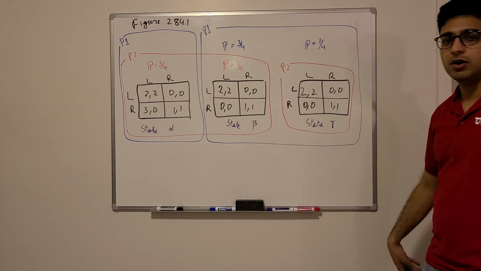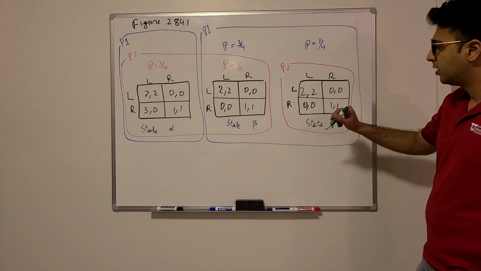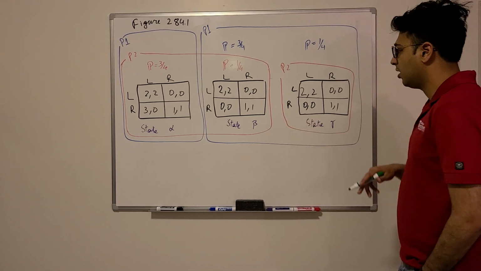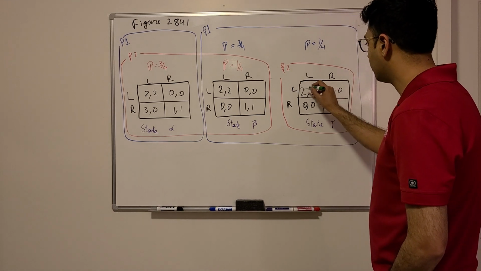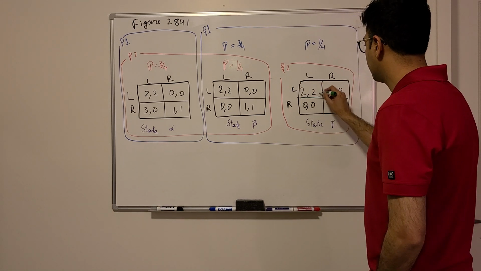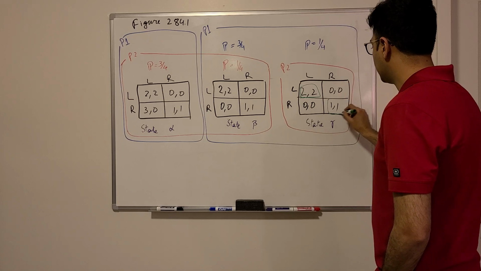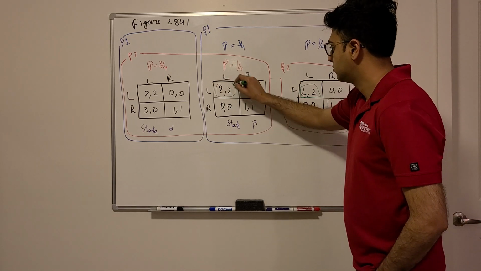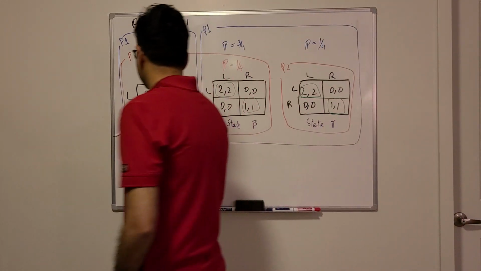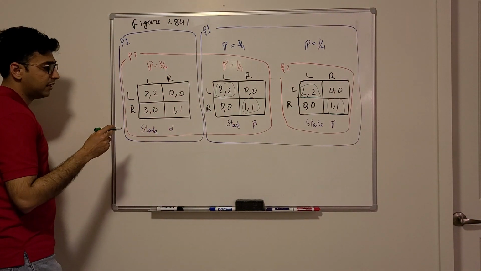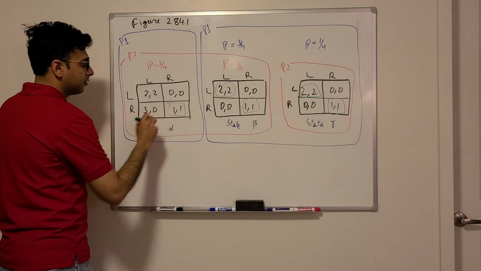Let's look at the Nash equilibria in all three games. State beta and state gamma have exactly the same payoff function, and here the two Nash equilibria will be LL and RR. And here there's only one Nash equilibrium, RR.